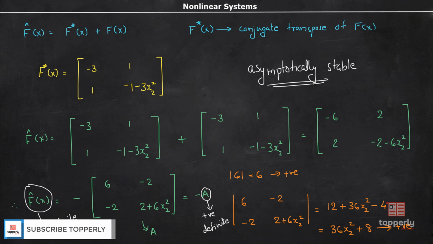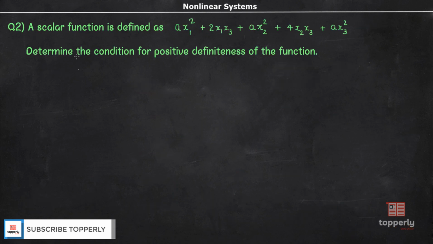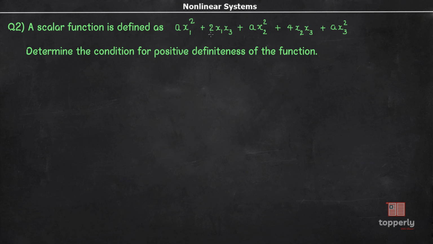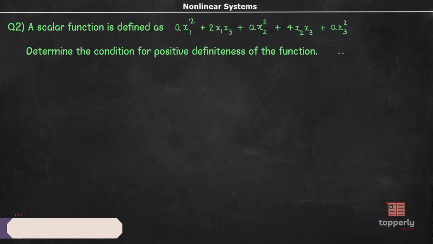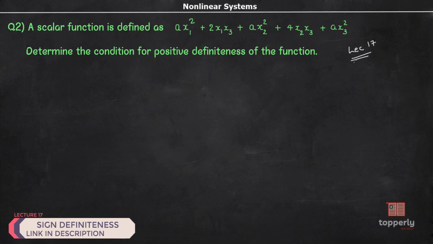Okay, now going to the second question. A scalar function is defined as a x1 square plus 2 x1 x3 plus a x2 square plus 4 x2 x3 plus a x3 square. Determine the condition for positive definiteness of the function. The theory related to this question was already discussed in lecture number 17, and the link to that video is given in the description. So if you feel like, please check out that first.